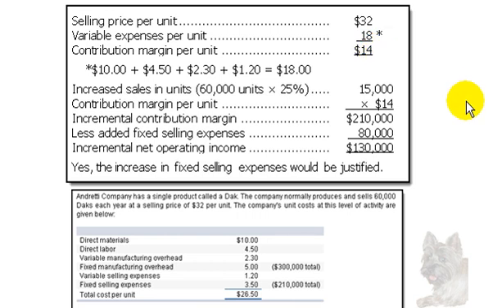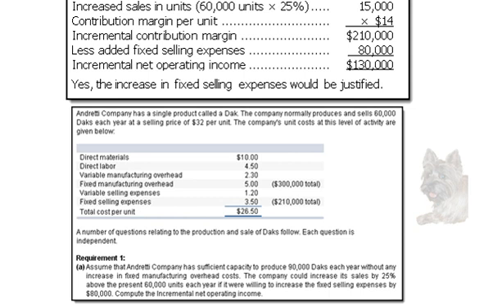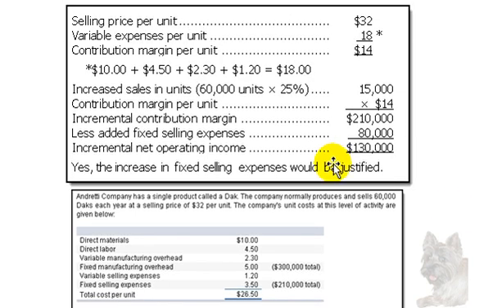Now if we say we're going to have an increase in sales, take the 60,000 times 25%. What was the 25%? I have to go back to the problem here. The company could increase its sales by 25%, so that's why we're multiplying by 25%. And they tell us we already had 60,000 units. So I'll slide back up here, and that's where we have 60,000 units. Increase it by 25% gives us 15,000 incremental units.